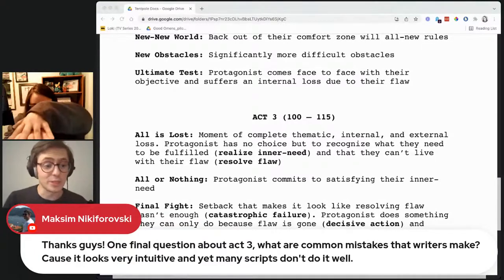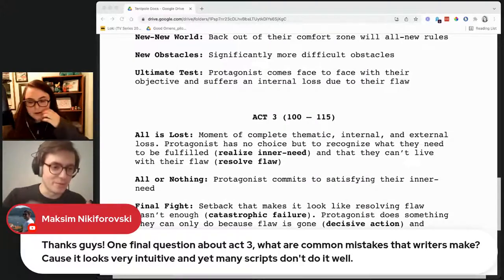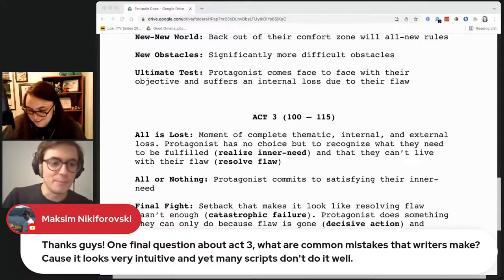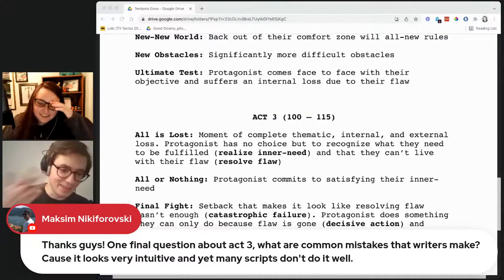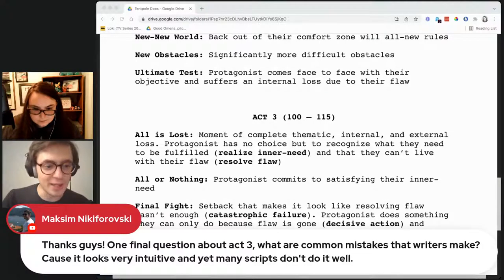Pixar is masterful at this. There is never a weak third act in a good Pixar movie. There are bad ones, The Good Dinosaur, for example. But in the best of the Pixar movies, it always feels integrated. The final fight is always about inner need.